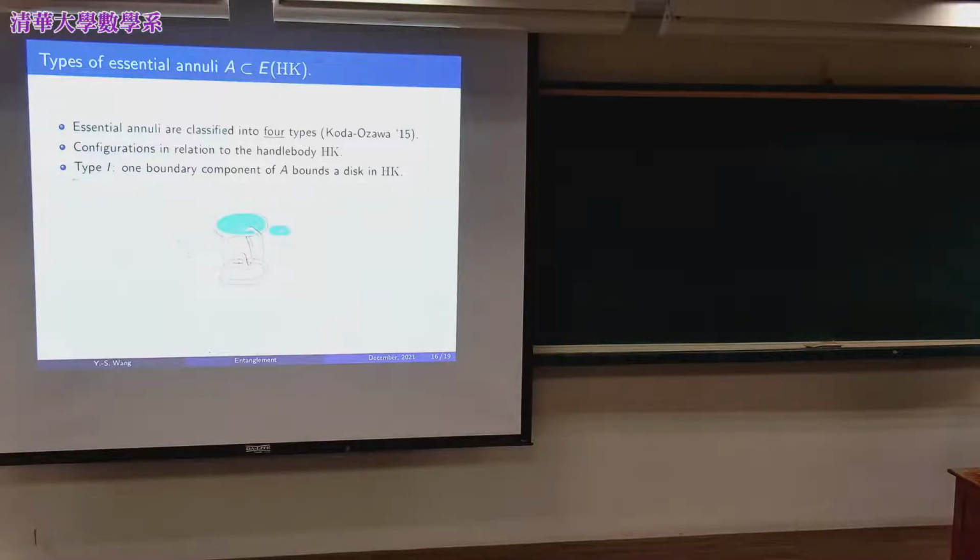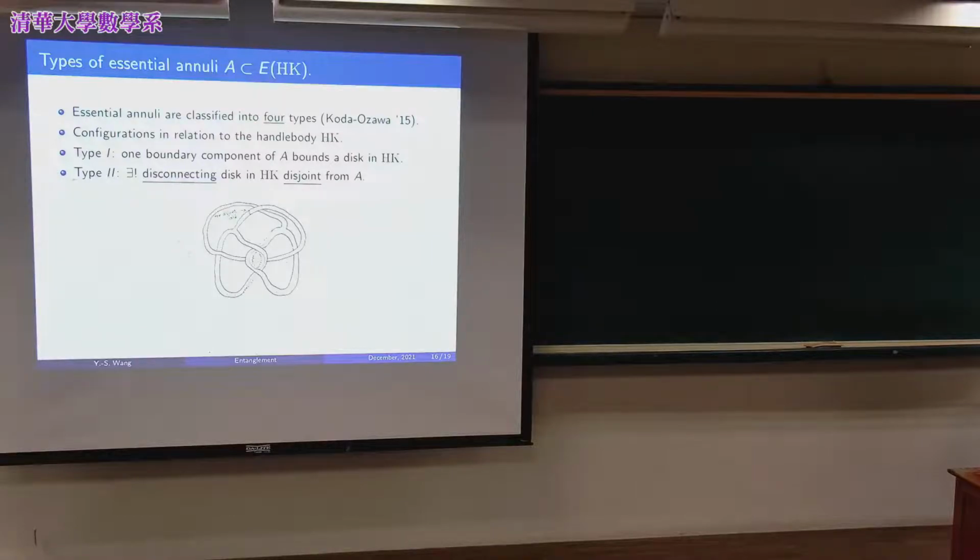So that's an example. I call it type 1. A type 1 essential annulus is characterized by the following property: you see there are two boundary components. One component bounds a disk in the handle body, and the other component doesn't. And this characterizes the type 1 annulus. And a type 2 annulus looks like this.